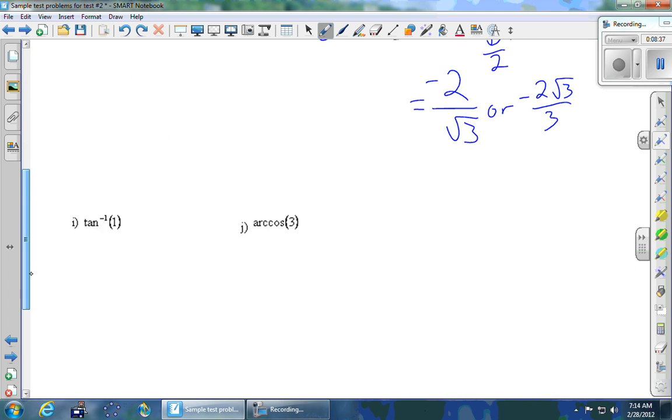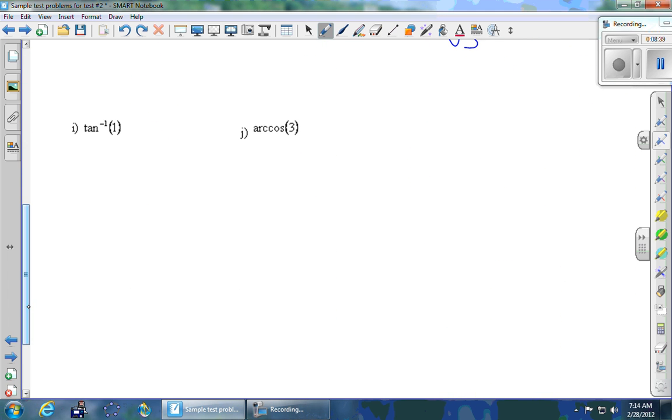Okay, and then just a couple left down here. Part I, the inverse tangent of 1. So what that means is we're looking for an angle whose tangent is equal to 1. So translating this, I'm looking for an angle so that the tangent of that angle is 1.